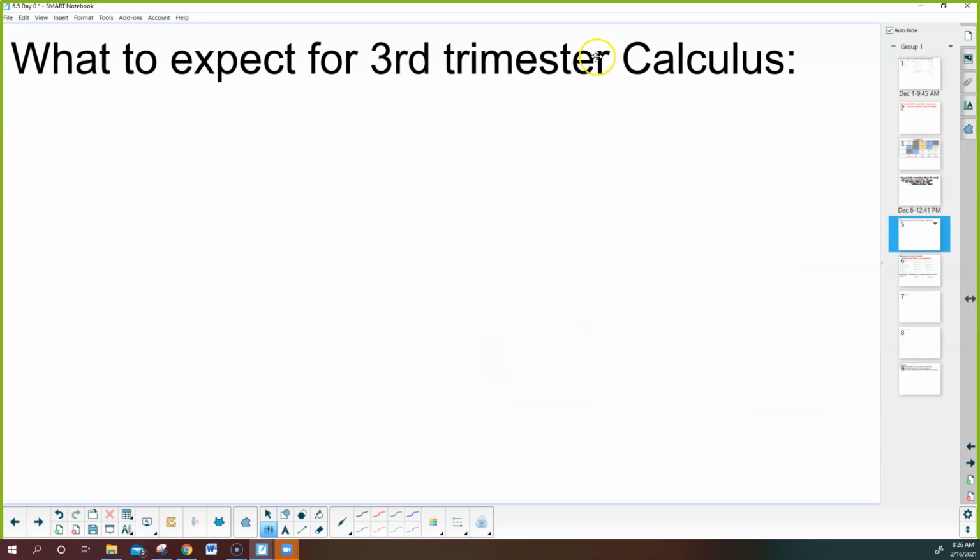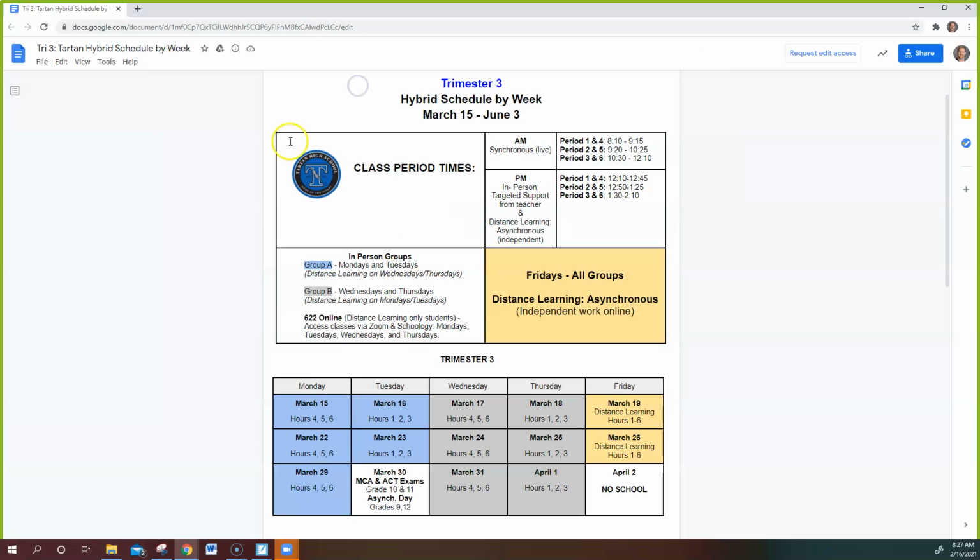I do want to talk to you quickly about third trimester, and third trimester is going to be much different than this. See if I can find it. Here we go. It's going to be different, and I'm not sure if this was shared with you completely, but I want to show it to you now.